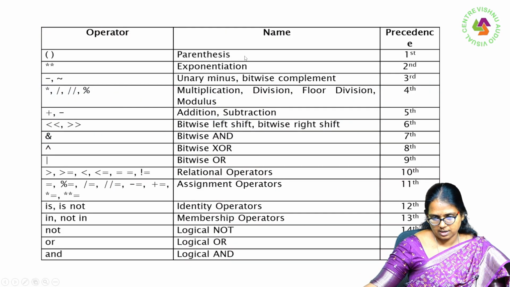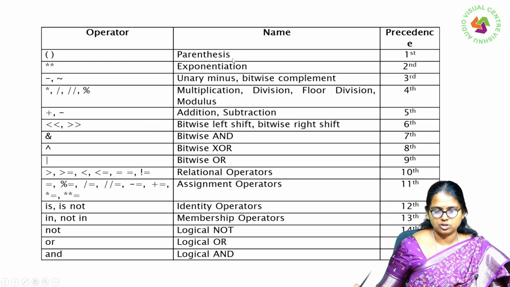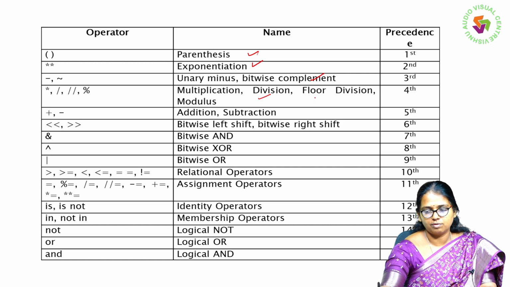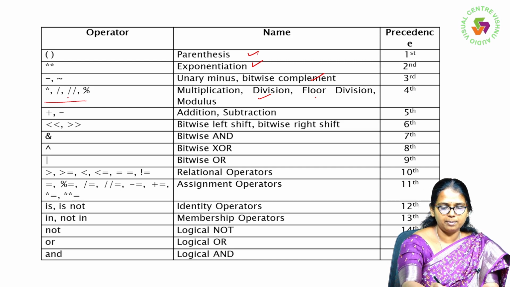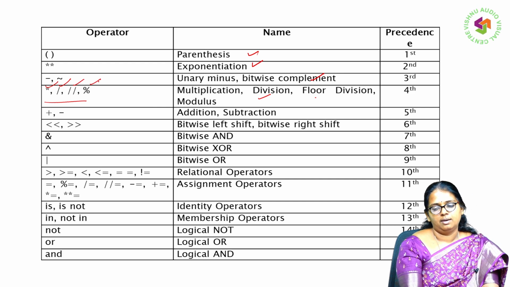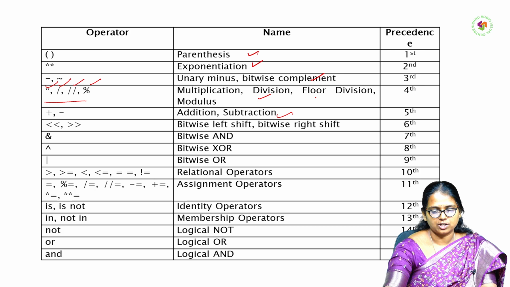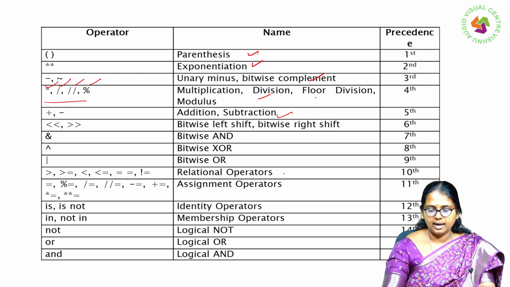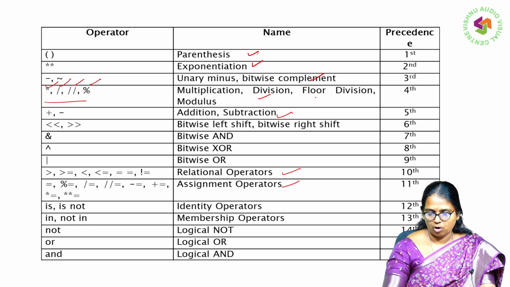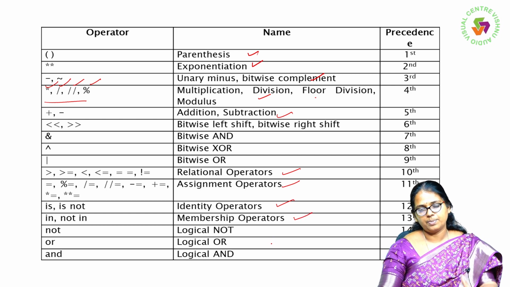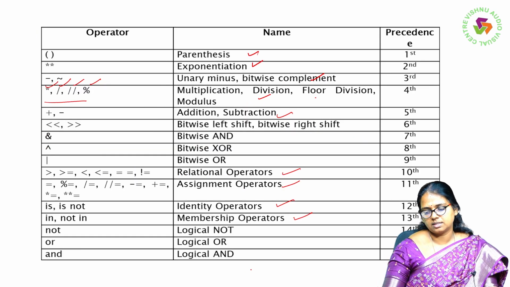Always we give first precedence to parenthesis, then exponential, then unary minus, then multiplication, division, float division. These are all arithmetic, but the first preference is multiplication, division, float division, then modulus. Next, addition, subtraction. Then shift, left shift, right shift, then AND, then OR, then XOR. Again relational operators, assignment operators, identity operators, membership operators. Like that the precedence will come. So by this we can conclude about the operators.